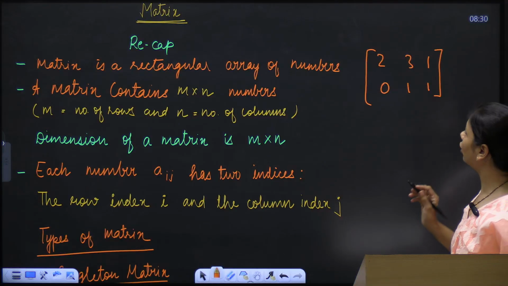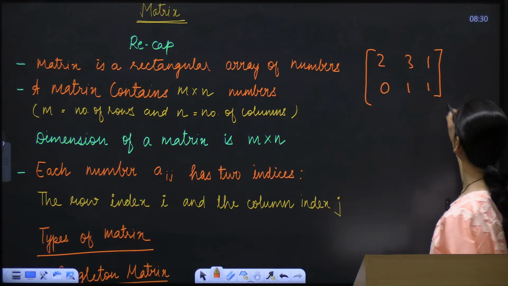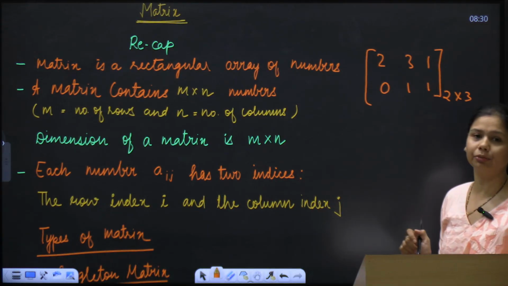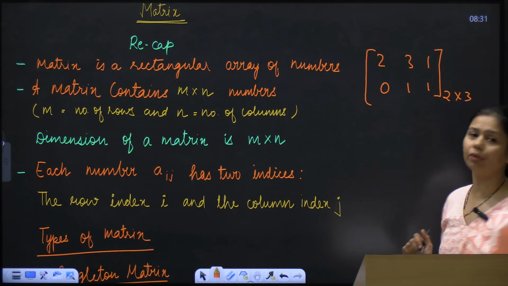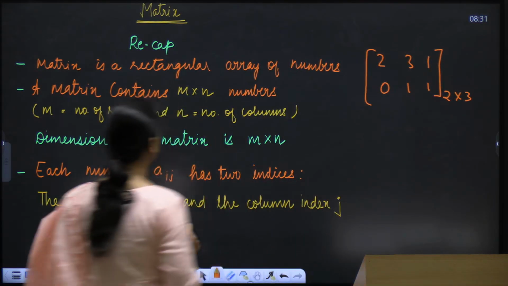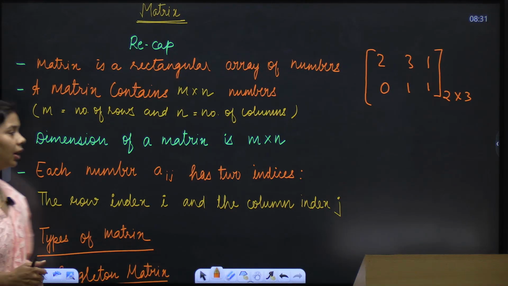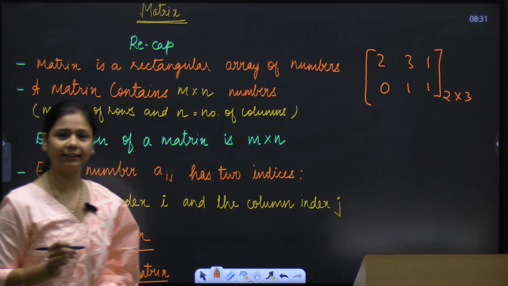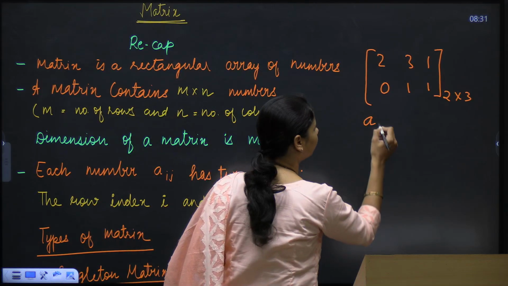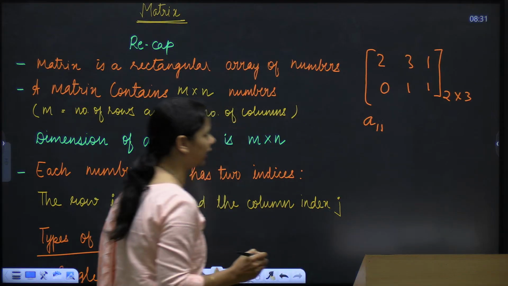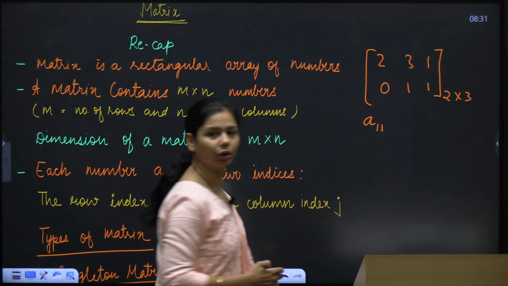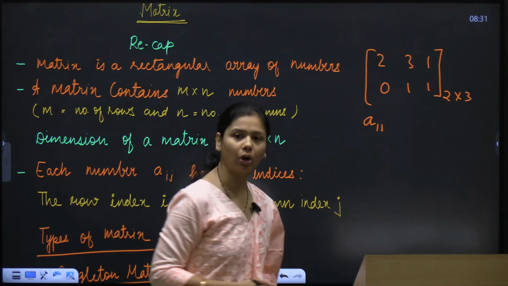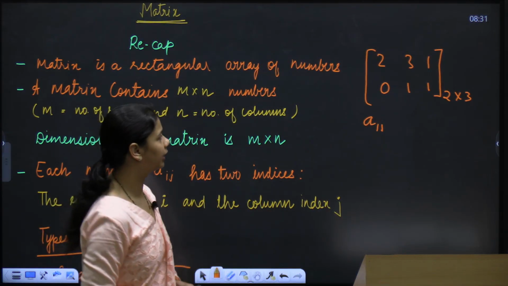And we have discussed this also, that the dimension of this matrix is 2/3, where 2 is the number of rows in the matrix and 3 is the number of columns, and we call it m by n. Then we have discussed that each element has two indices. First we represent it with aij. i denotes the number of the row in which that particular element is situated and j denotes the number of the column in which that particular element is situated.